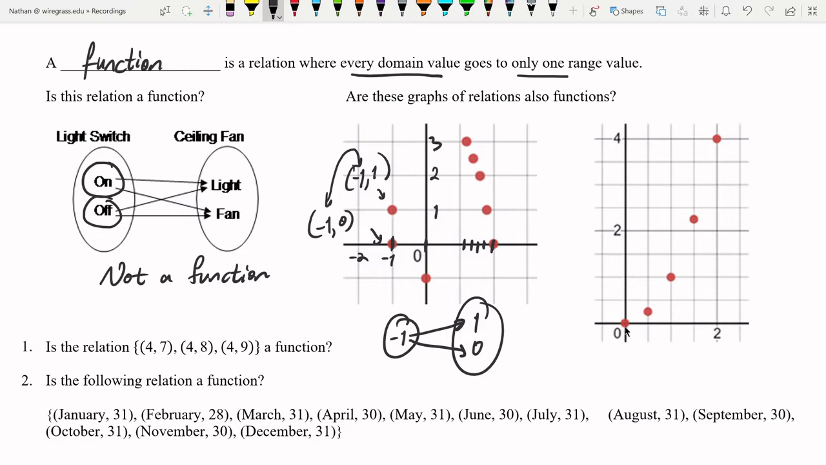In this next one, you can see we have a domain value here, here, here, here, and here. These are all the half coordinates. So we have 0, 0.5, 1, 1.5, and 2. And all of these are different. So yes, this is a function, whereas this one here was not a function. So that's all you're trying to do. You're just trying to see if every domain value goes to one and only one range value. Give it a try in 1 and 2.